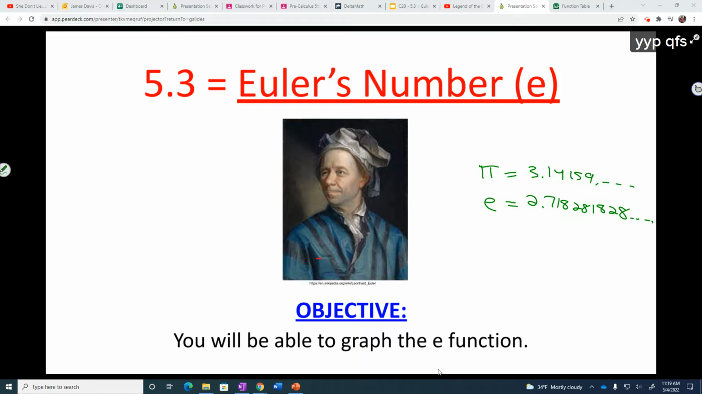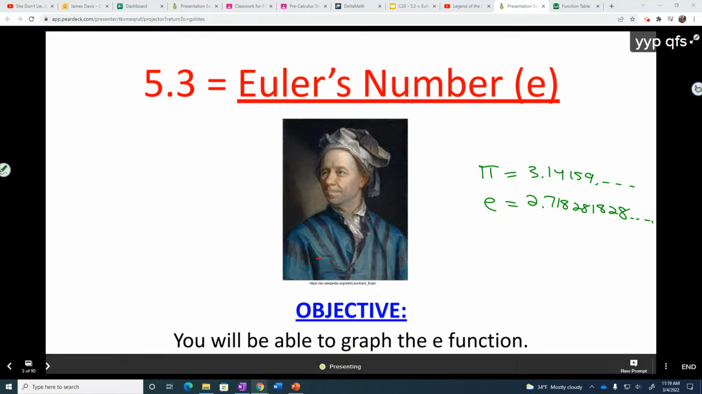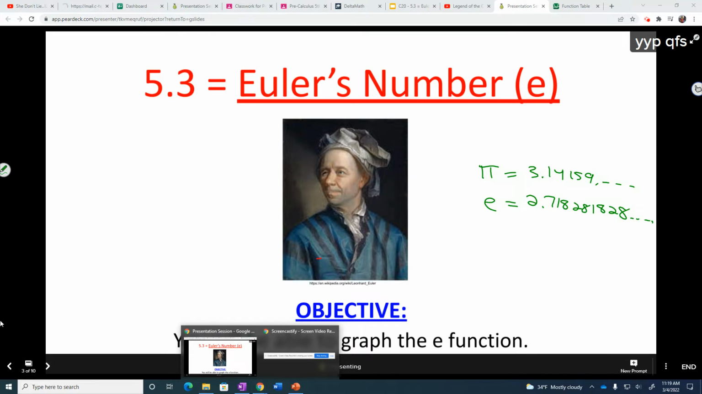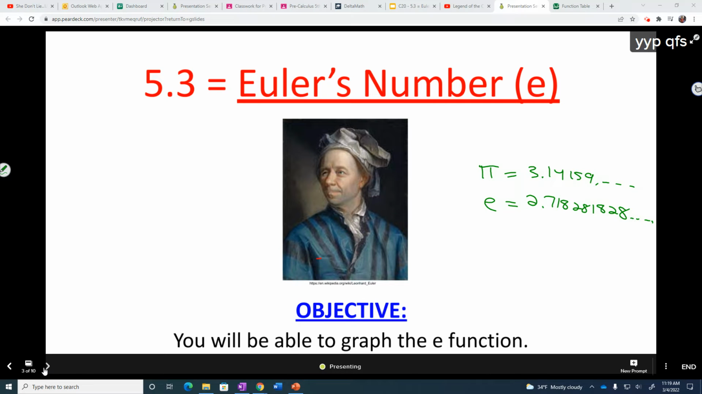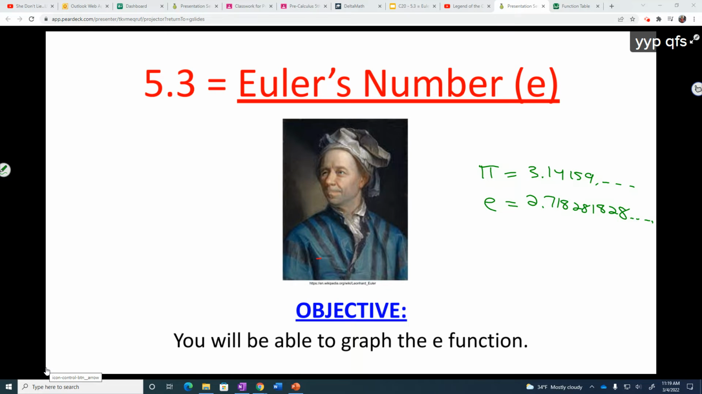So that's what we're going to talk about today. The reason we're talking about it is because it's going to be used in our exponential functions. So we're going to be graphing e. And you're probably wondering, well, what is e? How do we come up with it? Because pi, we have a way of coming up with pi. The circumference of a perfect circle is pi times the diameter, so pi is the circumference of a circle divided by its diameter. And that's where pi comes from.